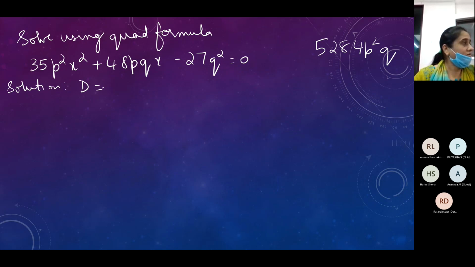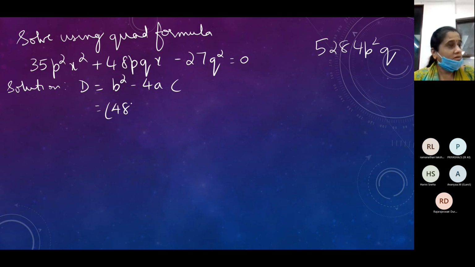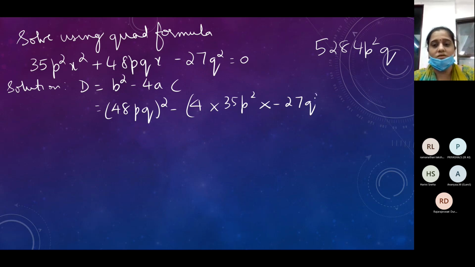What about you? Did you get D? I don't think you've substituted correctly. Excellent. I only asked you to find D. So see, D is what? B squared minus 4AC, right? What is B squared? 48 PQ, the whole square, minus 4 into 35 P square into minus 27 Q square.